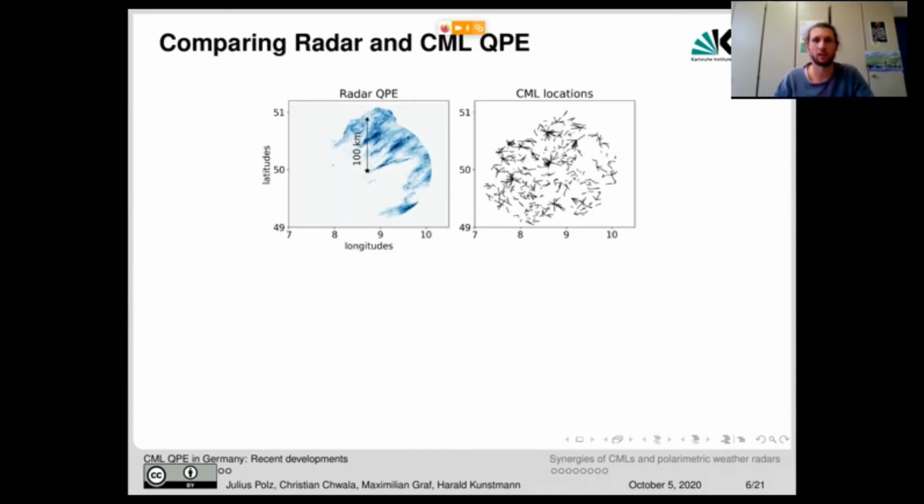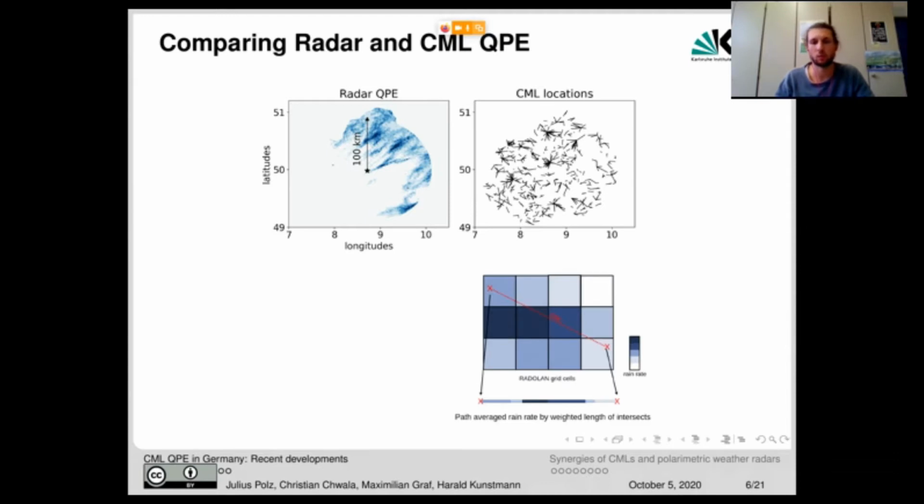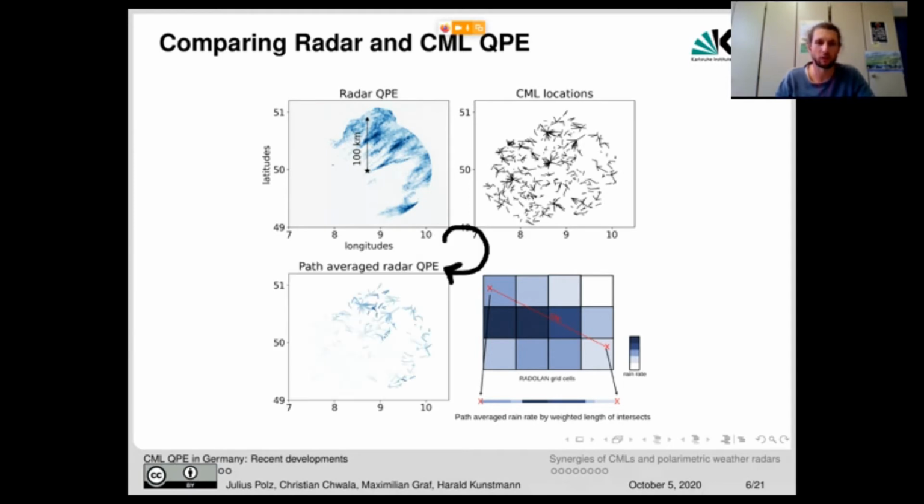Shortly, how we compare radar and CML QPE. We have this radar QPE on the upper left side and the CML locations. From this gridded radar product, we take a path average rain rate by weighted length of intersects along this CML path, and then we get what we assume to be our reference, the path averaged radar QPE, that we always compare to our CML QPE, and it's what you see on the lower left side.